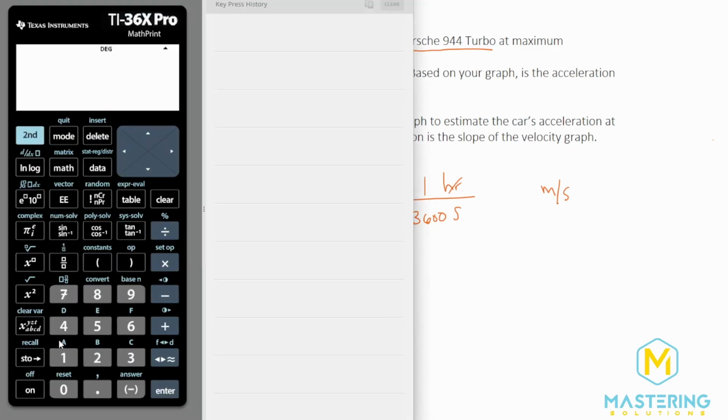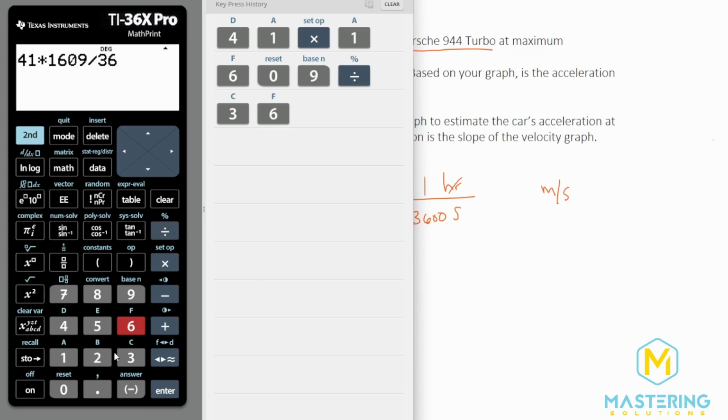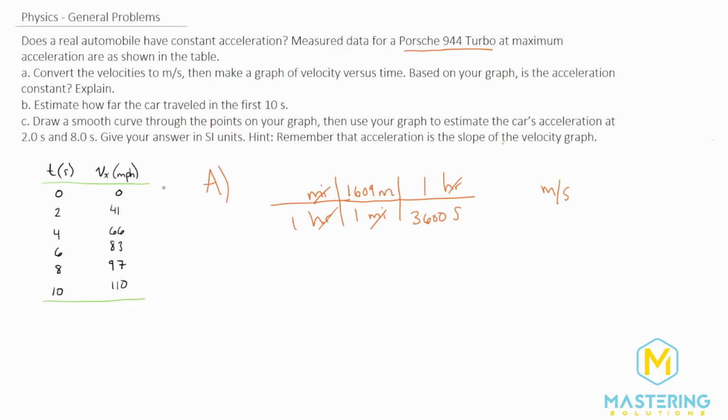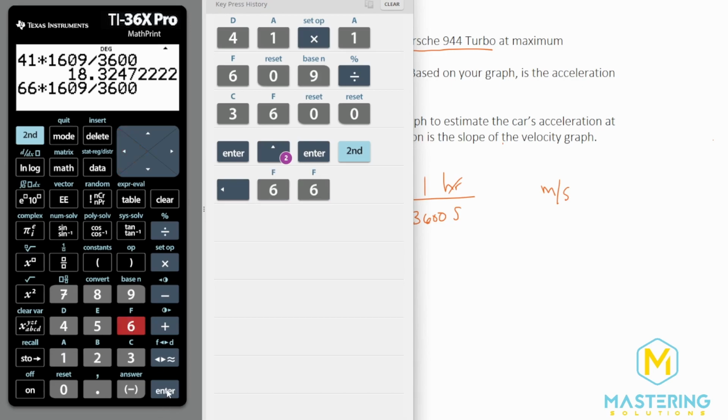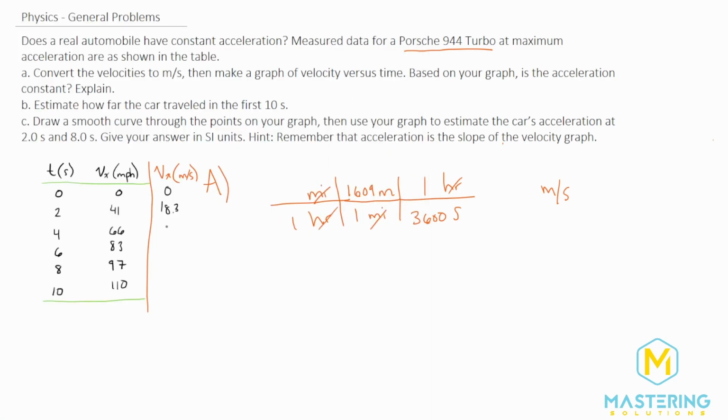So for the first one, we have 41 times 1609 divided by 3,600 gives us 18.3. So let's put another section right here. So we have 0 and then 18.3 there. Now we have 66. And let's do this. Let's plug this in here, and then we'll go to the beginning and we'll change that to 66. Gives us 29.5. So 29.5 meters per second.